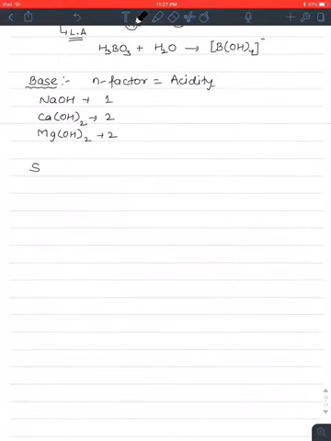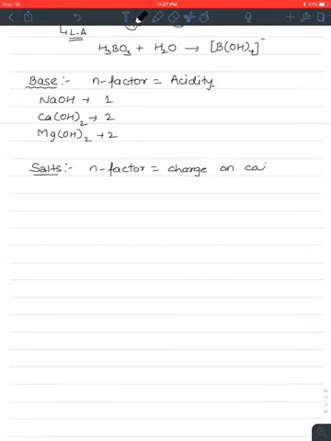Next is for salts. For salts, the N factor is the charge on either the cation or the anion. Anyone you have to consider, either cation or anion. Say for example, if I'm having NaCl, so NaCl is what? Na plus and Cl minus. So either you check the positive charge or the negative charge, which is what? Which is 1. So that is why the N factor for NaCl is 1.